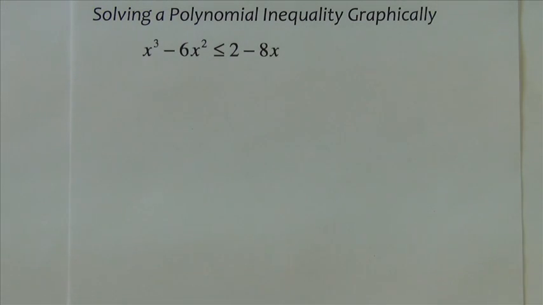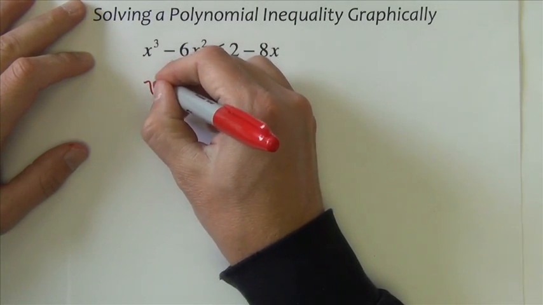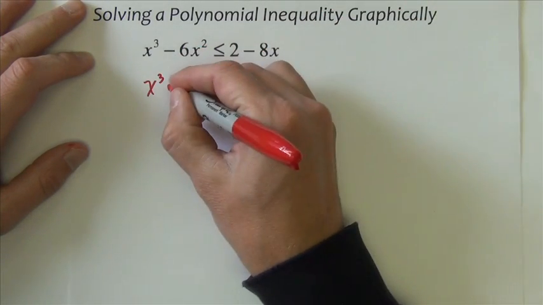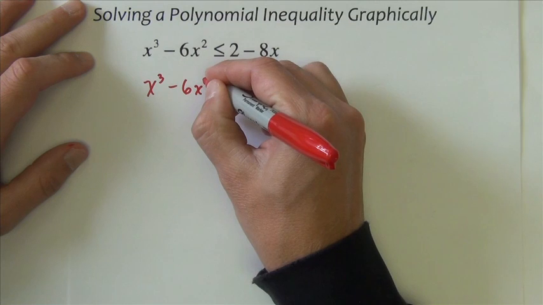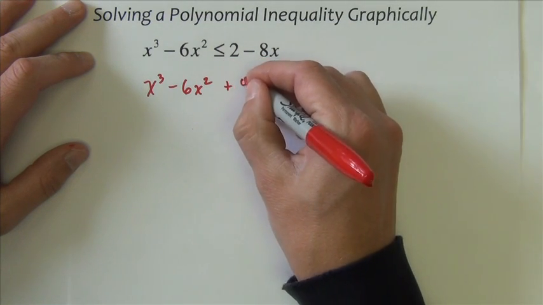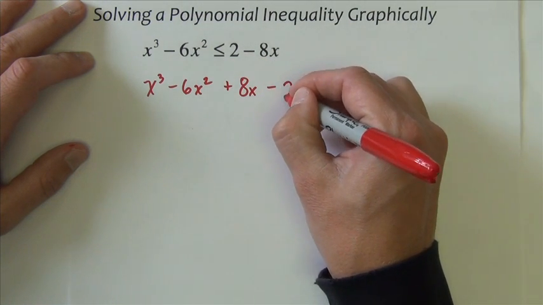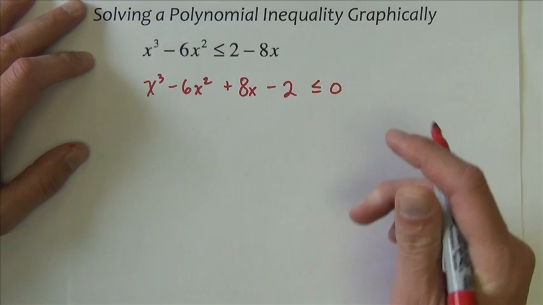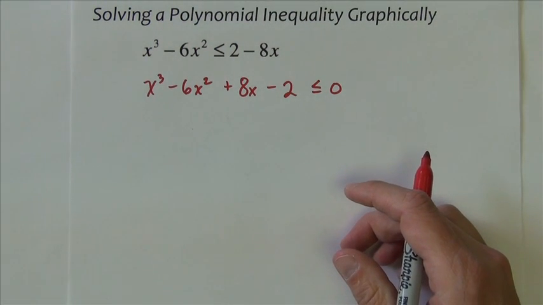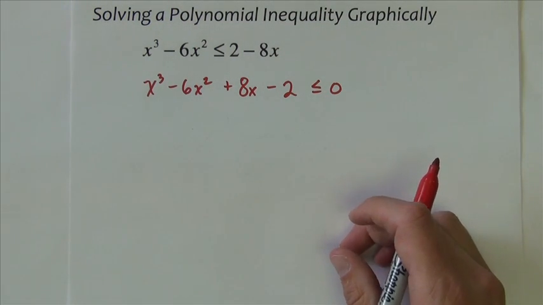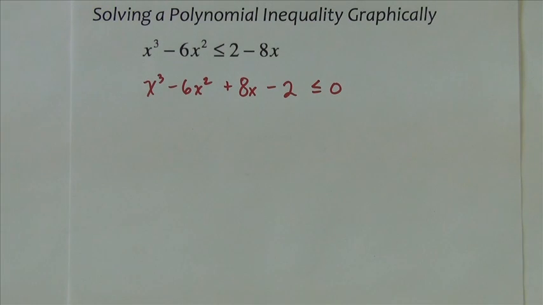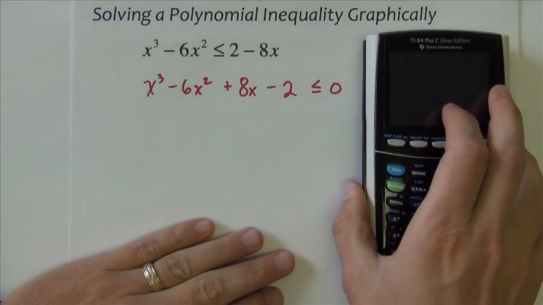Directions here say solve a polynomial inequality graphically. Okay, so graphically, first thing I'm going to do is make all the terms on one side. So let's say plus 8x minus 2 is less than or equal to 0. I look over this, it's got 4 terms, it doesn't factor by grouping. So let's take a graphical approach to this.